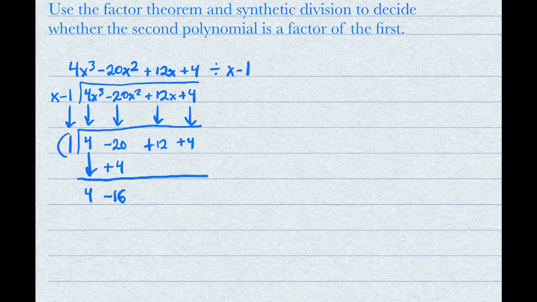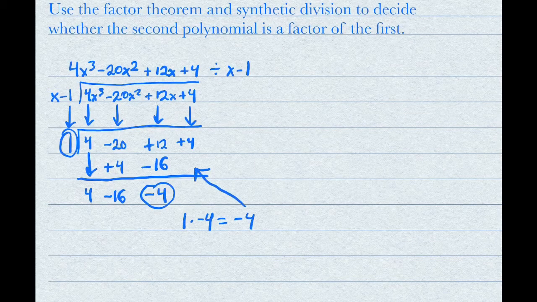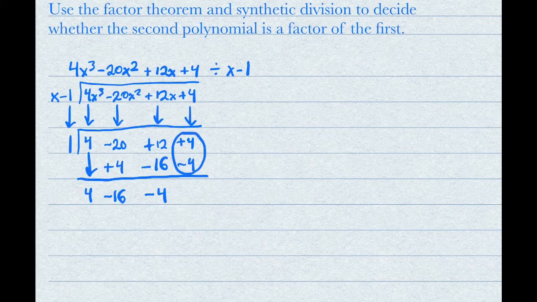Now you do the same thing, where you take the 1 and the negative 16. You multiply the 1 times the negative 16, which is negative 16. That goes here, so put a negative 16 here. And now you add these straight down. 12 minus 16 is negative 4. Now you multiply the 1 and the negative 4, and this equals negative 4, which you put right here. And now you add these straight down. 4 minus 4 is 0.